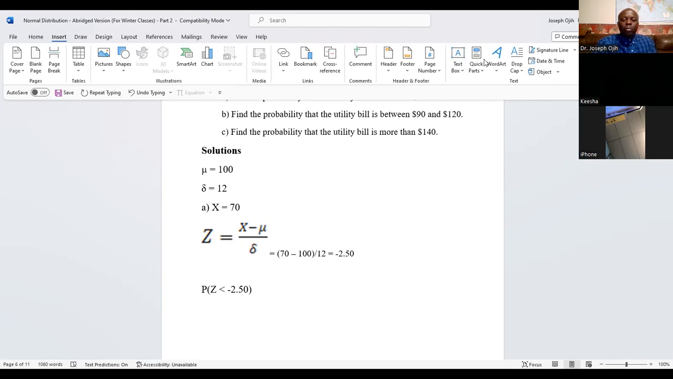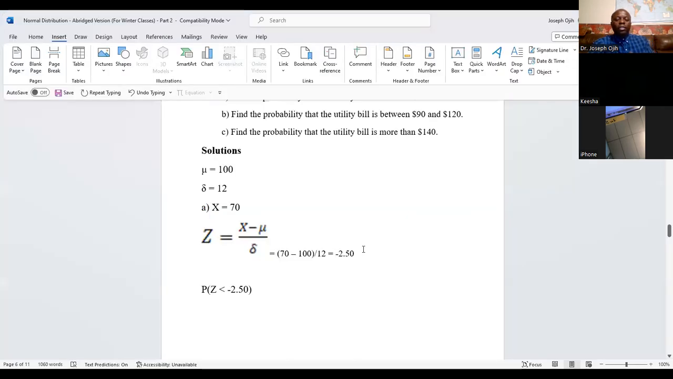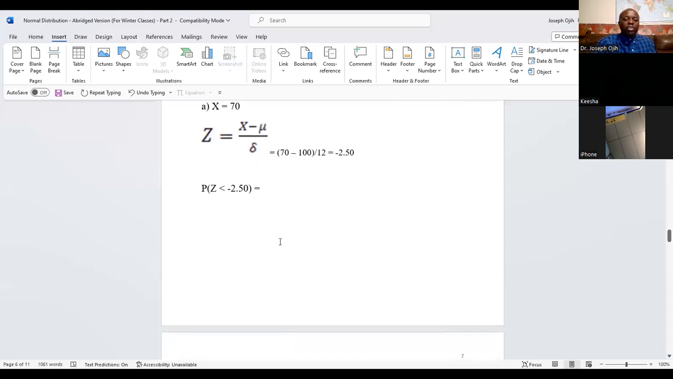So remember, this negative 2.50 is the answer we got after we put 70 minus 100 divided by 12 in the calculator. So it's now transformed to a Z, and it is no longer $70. It is now negative 2.5. Now, to answer this, we make the chart.